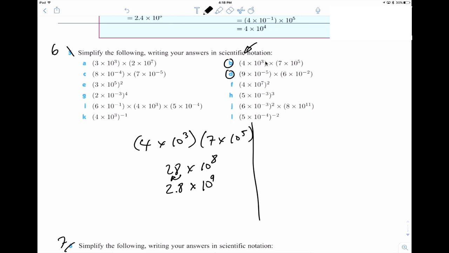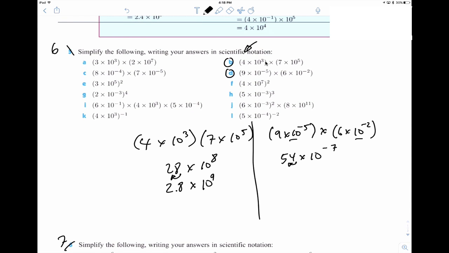So 9 times 10 to the minus 5 times 6 times 10 to the minus 2. 9 times 6 is 54, times 10, same base. The law says we add the exponents, minus 5 minus 2 is going to be minus 7. We are moving the decimal place 1 to the left, 5.4, which is making this number smaller, so we need to make the exponent bigger. This is a good example. To make this bigger, it's actually minus 6.